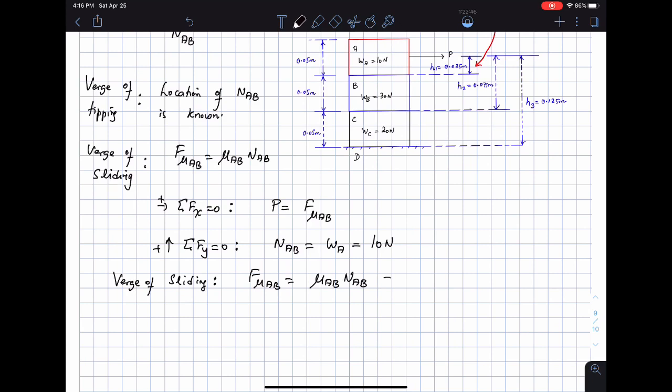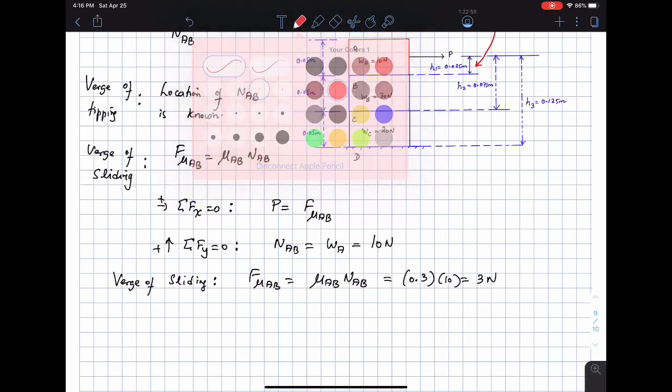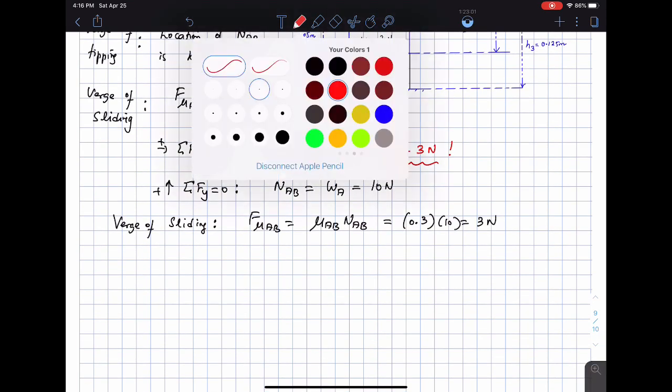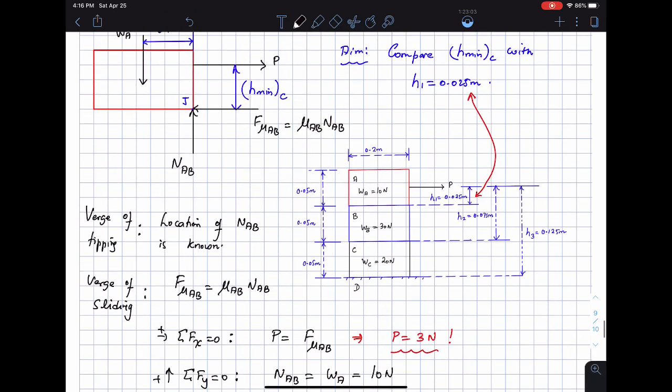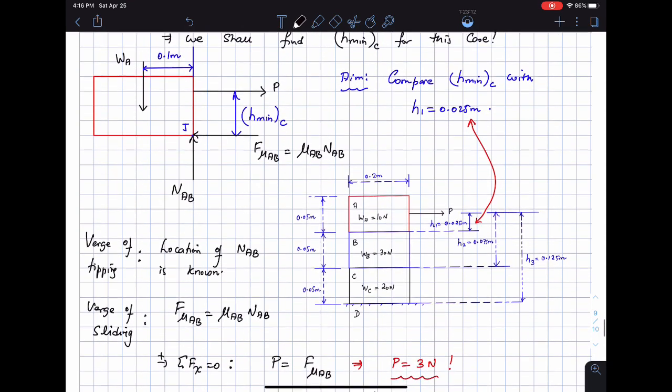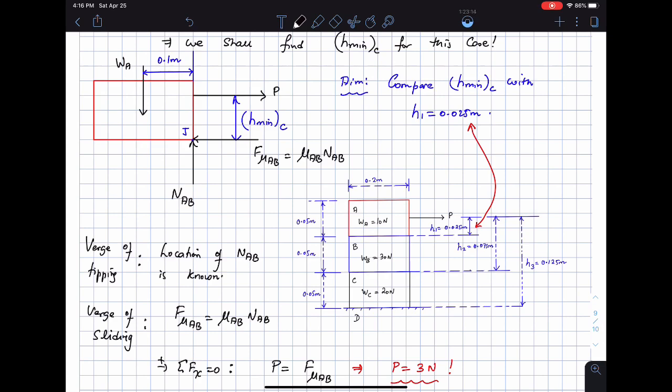This is on the verge of sliding, which is equal to 0.3 times 10, or 3 newtons, which implies that P is equal to 3 newtons. Then I sum moments about the contact point, which I had labeled as J. Okay, then verge of tipping.